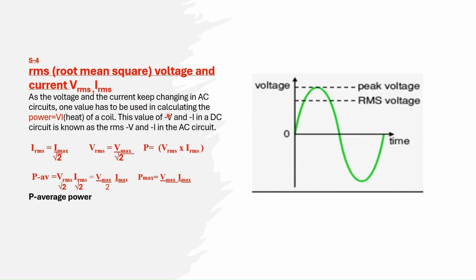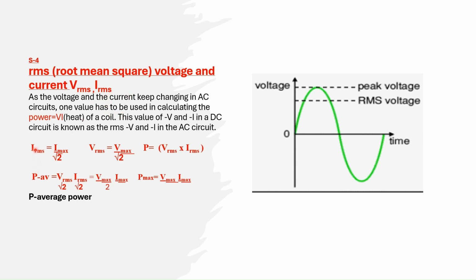If it is a DC current, that's easy. Voltage is just one value, I is one value. They are all one value, so we can use these values in calculation. But here we can't do that. That is why we have the RMS value.